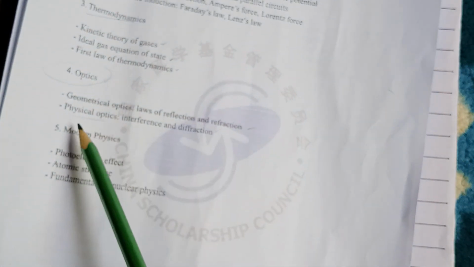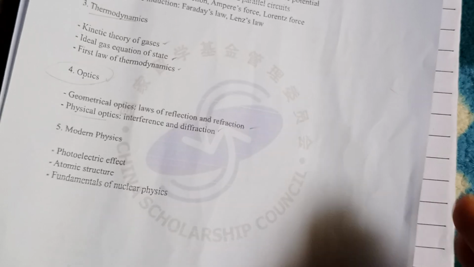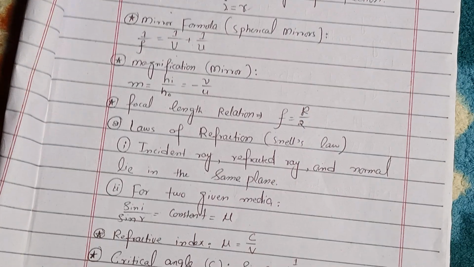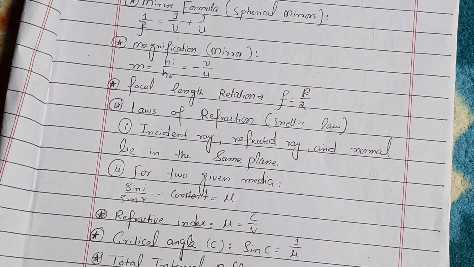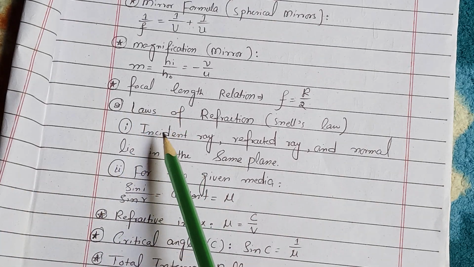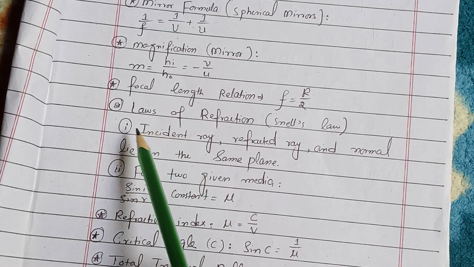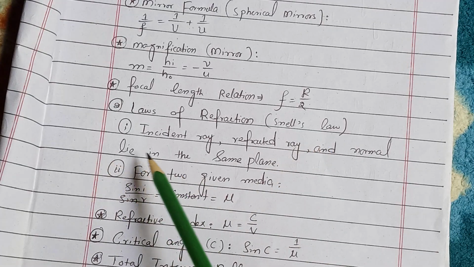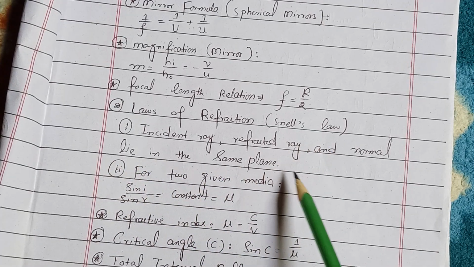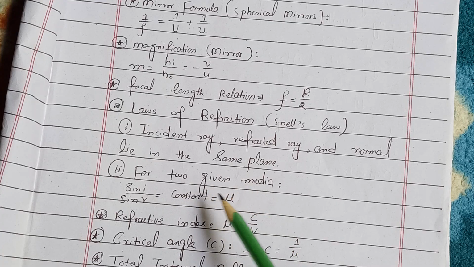Now we will cover the next subtopic, which is physical optics, and it is interference and diffraction. Sorry, this is the continuation of the first subtopic, geometric optics. This topic is also from geometric optics, which is the law of refraction. What is the law of refraction? It is also called Snell's law. The law of refraction says that the incident ray, refracted ray, and normal lie in the same plane. This postulate is the same as that of the law of reflection.